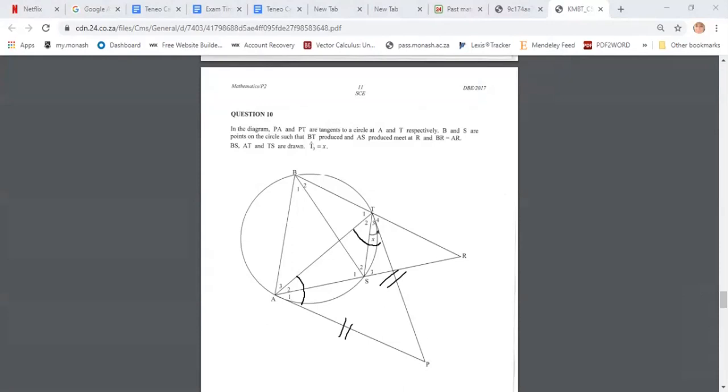Isosceles triangle. When you have a tangent to a circle and you have a radius, it's 90, but I don't think there is one. BR equals AR.